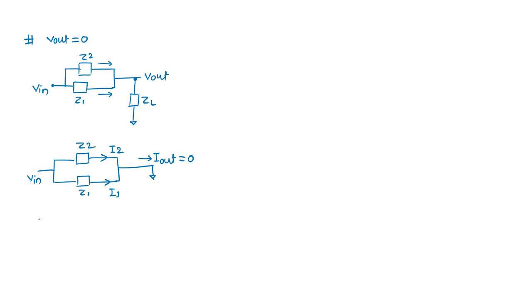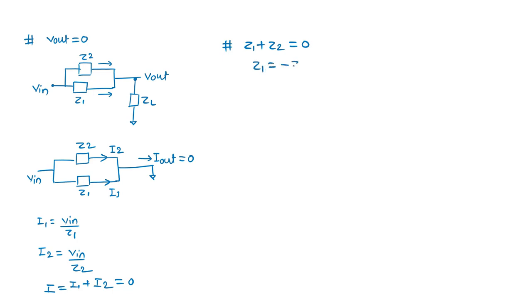Okay. So what is I1? I1 is my V in by Z1, and what is I2? I2 is my V in by Z2. So what is I? I is I1 plus I2, and it should equal to 0. So from here we can see Z1 plus Z2 should equal to 0. Okay. So it means your Z1 should equal to minus of Z2.